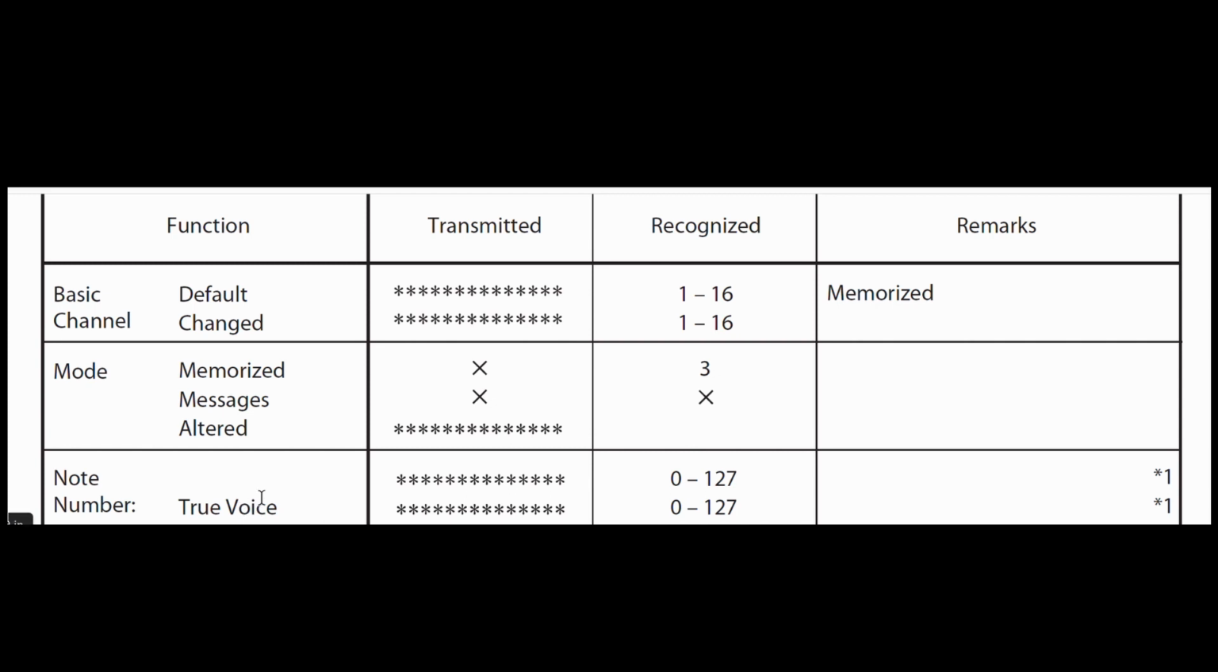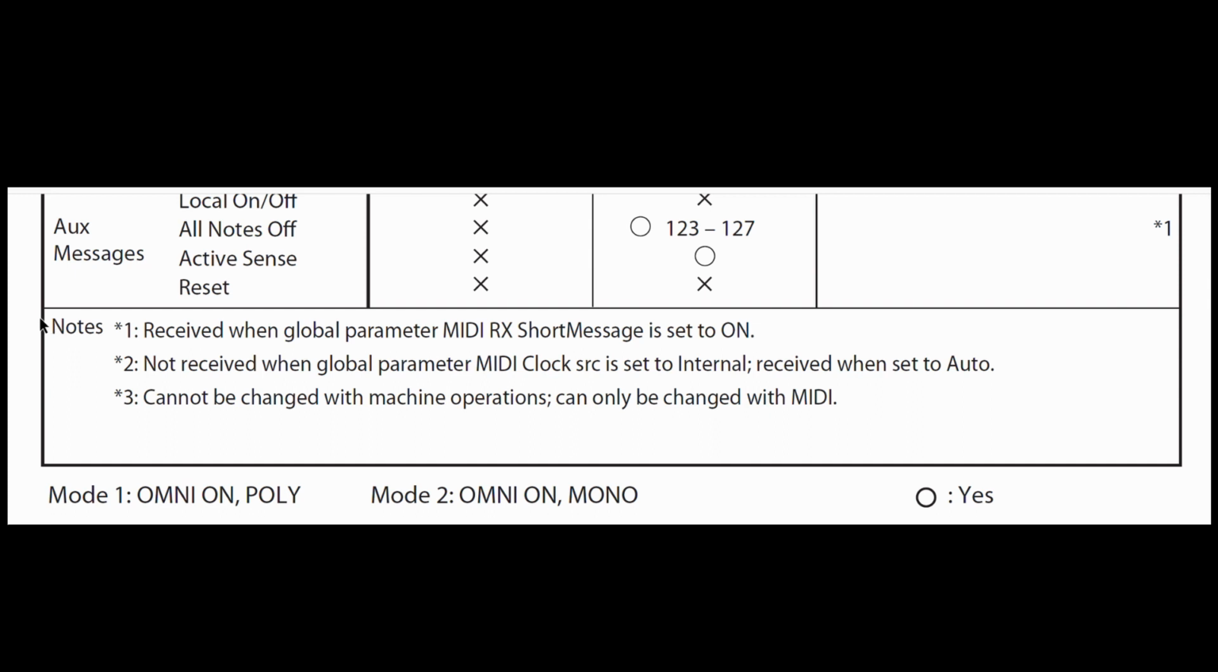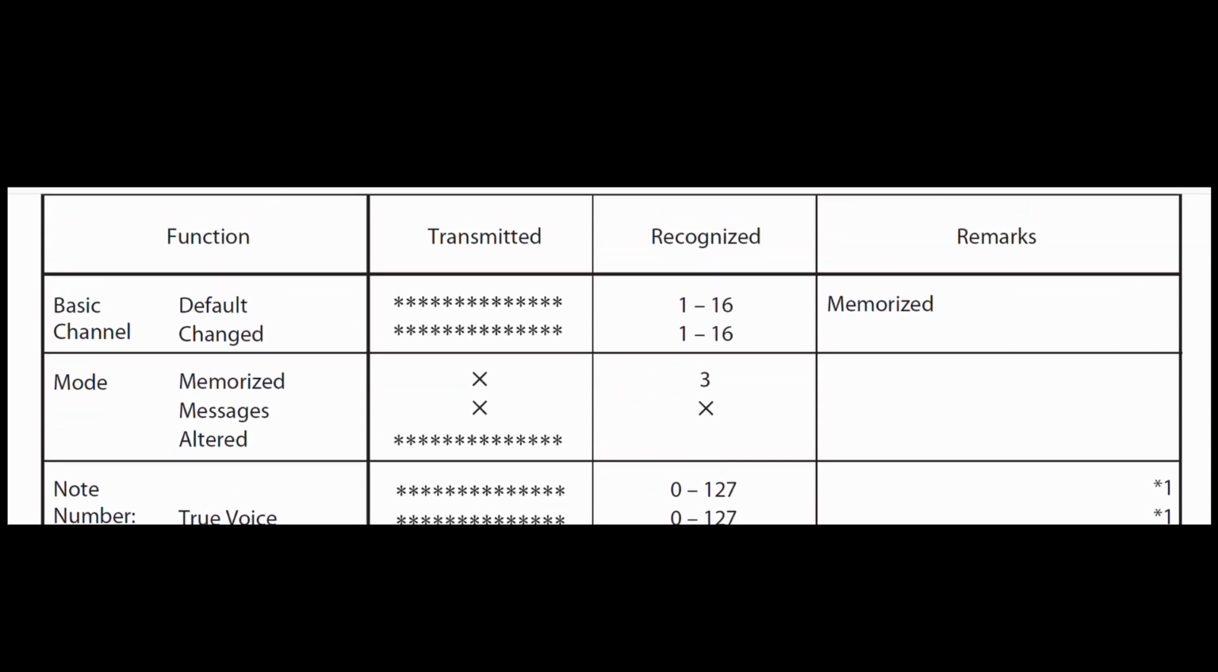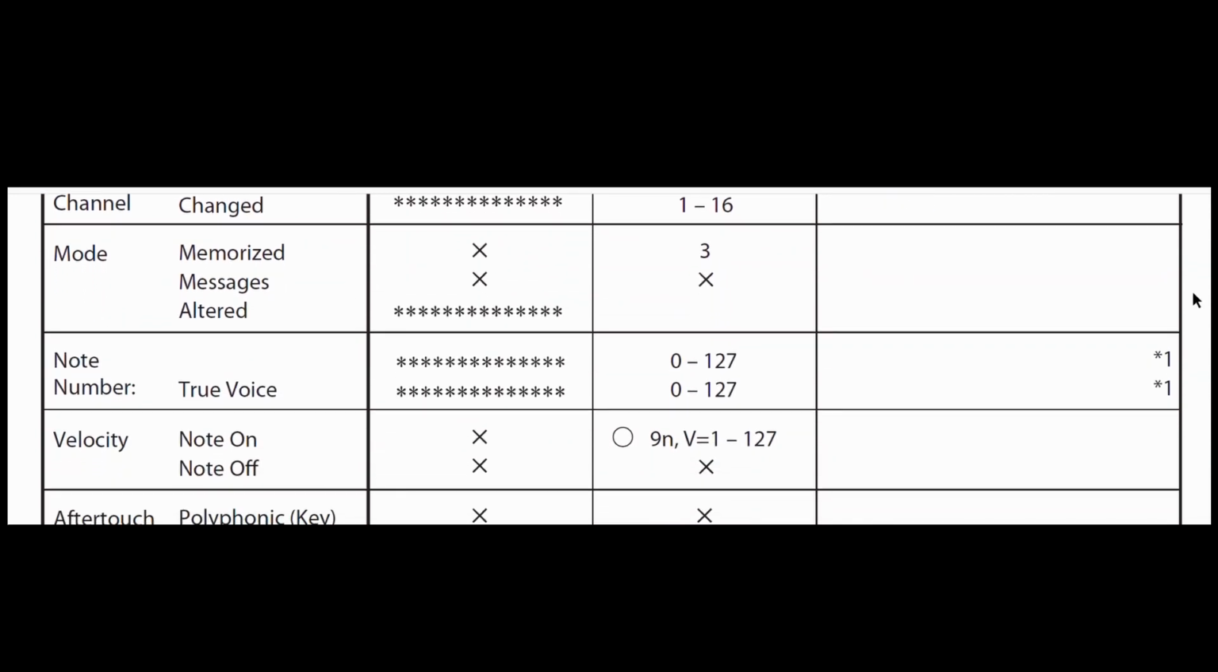Okay, note number. This just refers to what notes can it play, and it plays the full range of 128 MIDI notes. You'll see over here the little asterisk 1. Of course, if we go down to the bottom of the page, here's another explanation. Asterisk 1. Received when global parameter MIDI receives short messages set to on. So if for some reason you set this to off, then you can't actually send any MIDI notes to your instrument. So you got to make sure that MIDI short message is turned on, and we will talk about that when we get to the video where we actually have the instrument out.